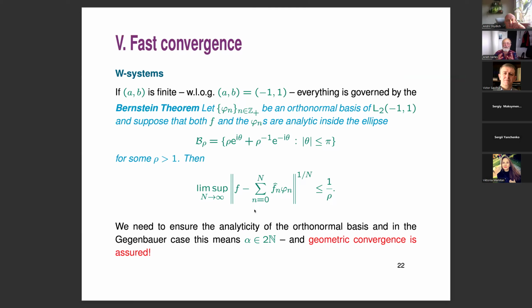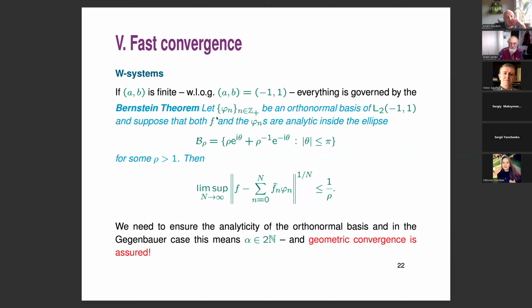The answer is that for W systems, everything is known, at least with compact intervals like [-1, 1], because everything can be reduced to the Bernstein theorem. I know that Bernstein was not from Kyiv, it was from Kyiv, but I hope it is good enough for you.